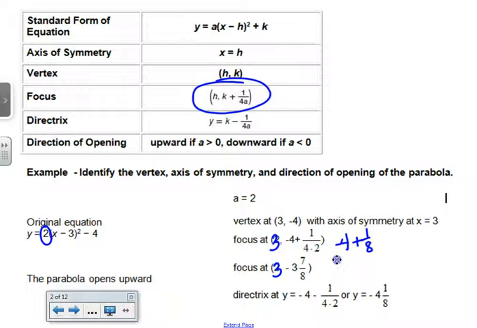Notice how we're leaving it as a mixed fraction, negative 3 and 7/8, because we're going to be plotting this. Improper fractions don't really help us any. Now for the equation of the directrix, it's going to be the k value, which we know is a negative 4, and then we're going to subtract the 1 over 4 times 2. So in our case, it's negative 4 minus 1/8, which of course is negative 4 and 1/8. Notice that the directrix is an equation of a line, and the focus is an ordered pair.